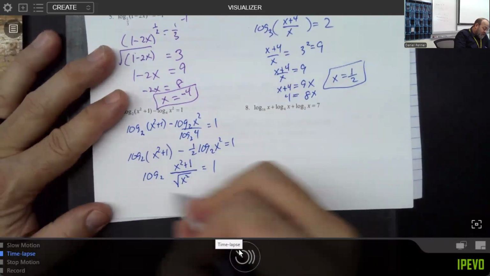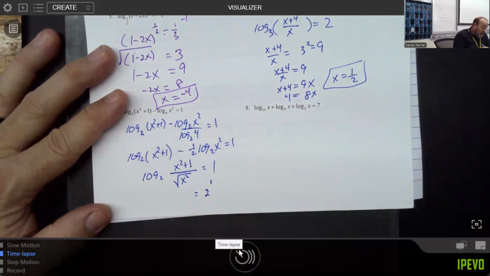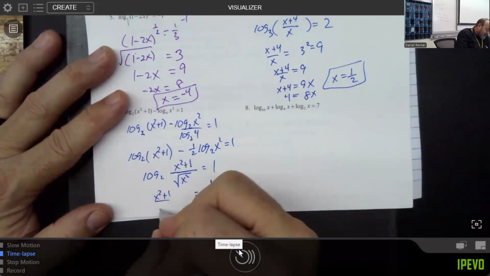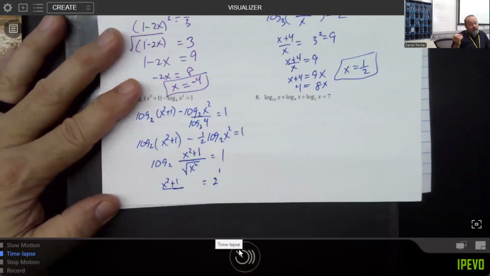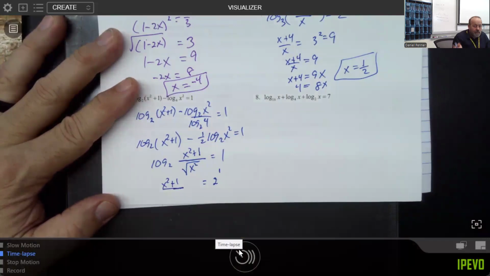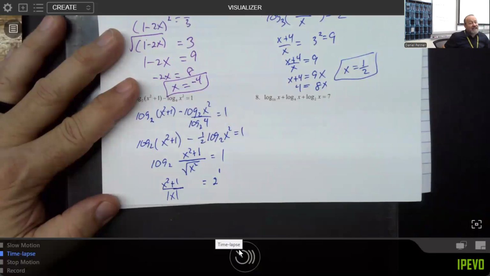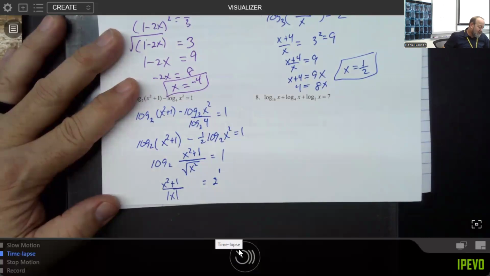So I know that I have 2 to the first power, which of course is 2, is equal to x squared plus 1 divided by the square root of x squared. Now, this is the place where we have a little bit of a weird spot because not everybody knows this or remembers it. You probably were told that before, but if you actually square a square root, you actually get an absolute value. That's a little strange because we really haven't done much with that.